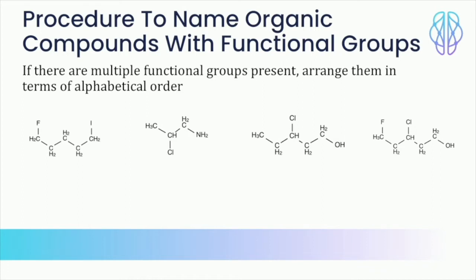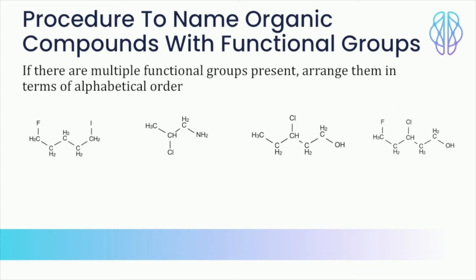And in the next couple of slides, we're going to go over some common tricks examiners like to use to catch you out. So firstly, what do you do when there are two or more functional groups attached to the carbon chain? There are 2 important things you need to remember. Number 1, you arrange the functional groups when you're naming them in alphabetical order.